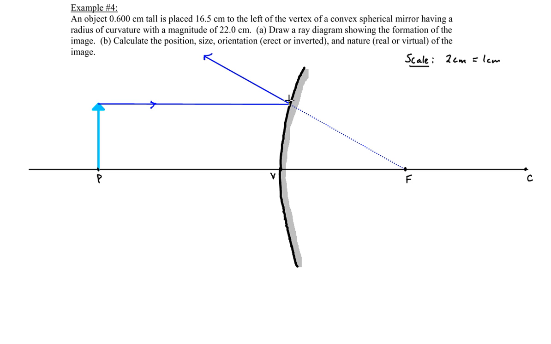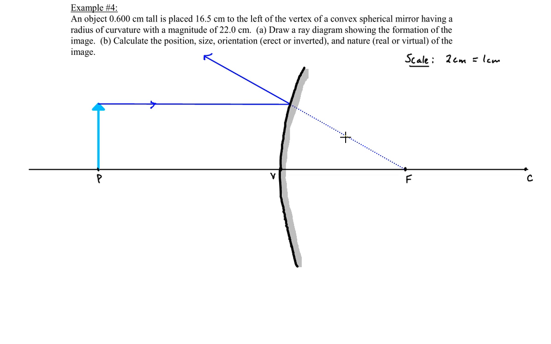The reason for that is that we'll find the image is going to be behind the mirror. When your eye looks at this ray coming through here, the rays in the end are not going to intersect from this diverging mirror, and so your eye will be tricked into thinking that the image is somewhere behind the mirror.